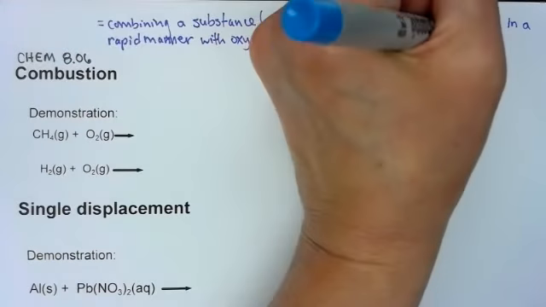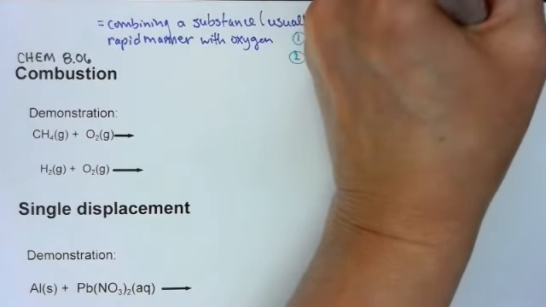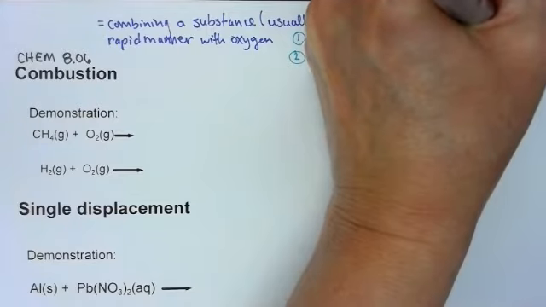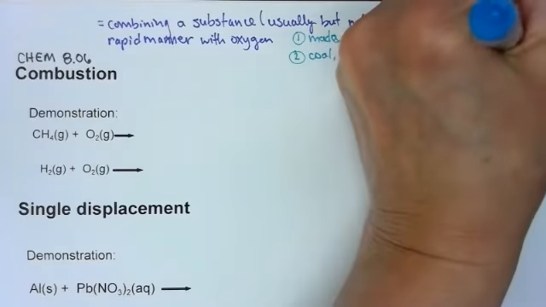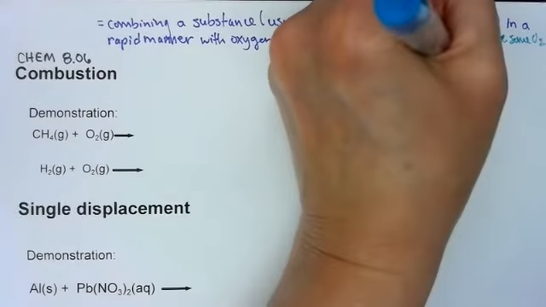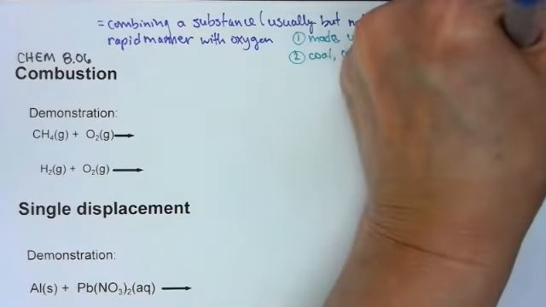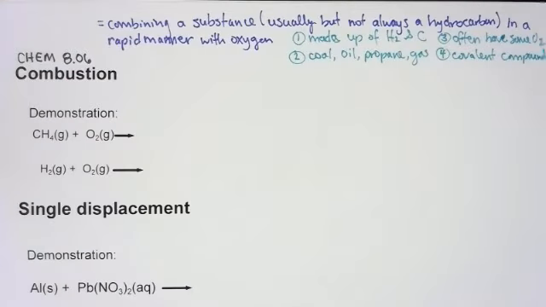Number three, they often have a little bit of oxygen. Not always. They often have some O2. And number four, they're covalent compounds. That's new because up until now, everything we've done has been ionic or elemental. So we're talking about a covalent compound.